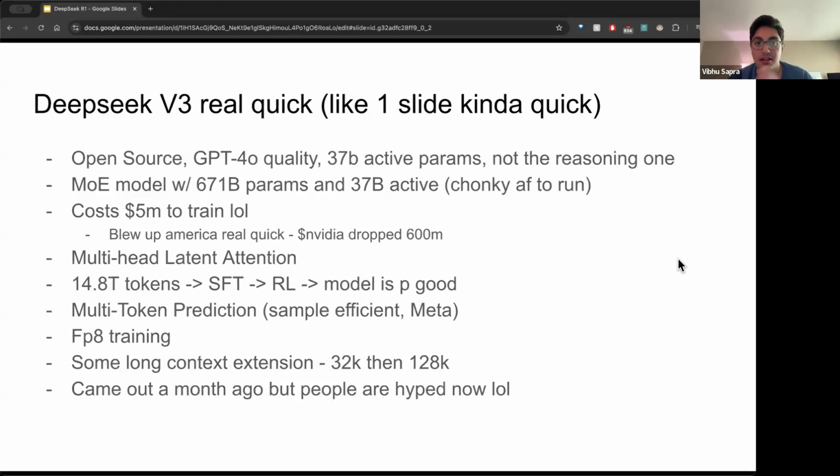But yeah, this is step zero. This is the base model that the reasoning model is built on. This is very similar to models like Mixtral or GPT-4o. It's just a big MOE model. 600 billion, not 600 million. Nvidia dropped heavy. Big drop. America blew up real quick. But yeah, all the reasoning models are built on top of this as a base model.